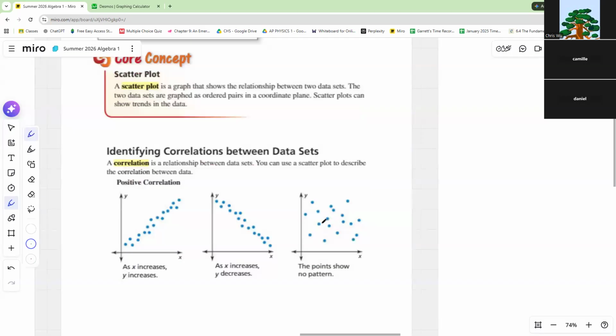And then the last one, it really doesn't show any pattern. I cannot fit a line whether it goes up or down. They don't fit very well. Then we can say that there is no apparent correlation. Okay, there's no very obvious correlation.